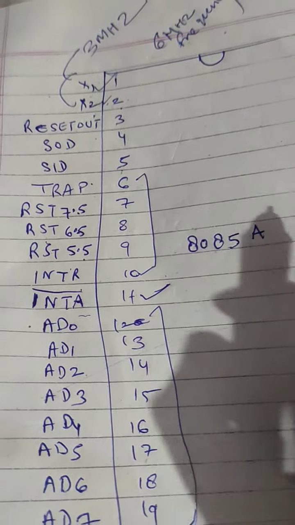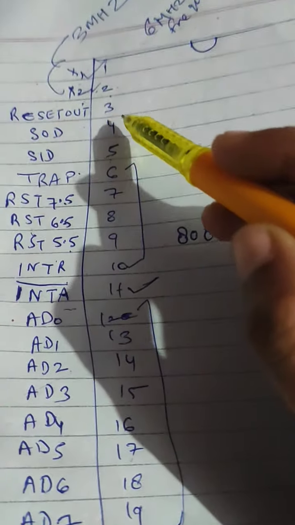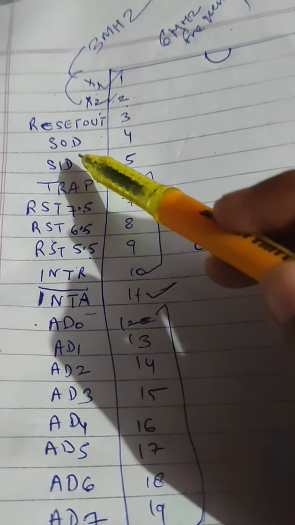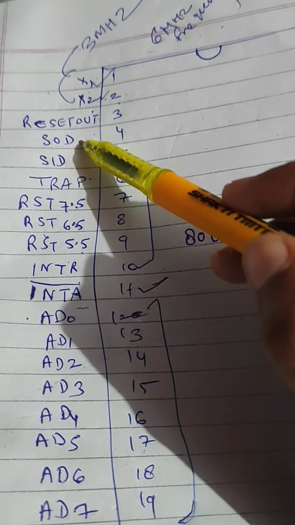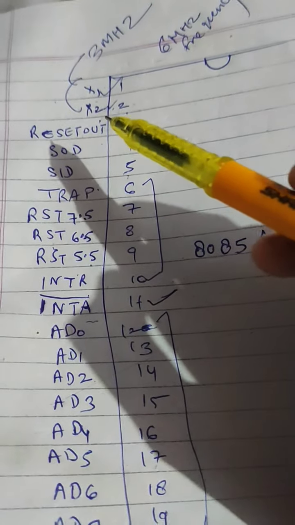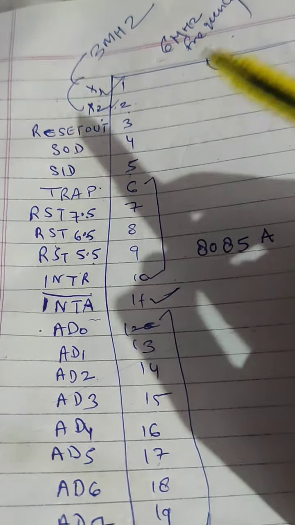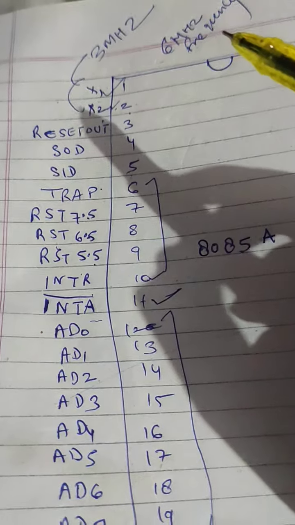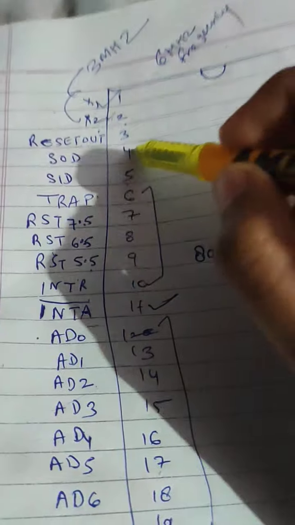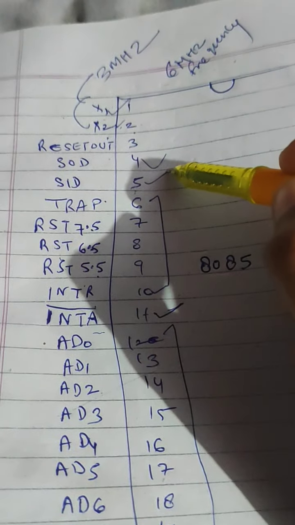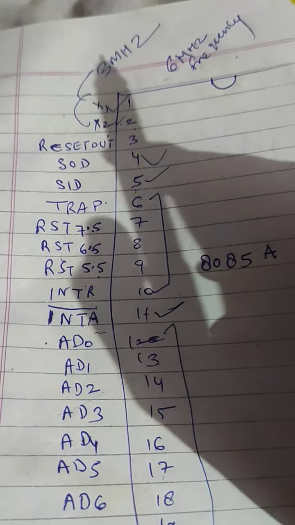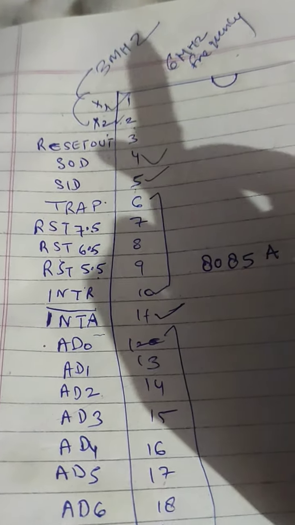So the next pins are pin number 4 and pin number 5, SOD and SID. SID is the serial input data and SOD is the serial output data. The serial input data signal is used to accept serial data bit by bit from an external device. And SOD is the serial output data, an output signal which enables the transmission of serial data bit by bit to an external device.